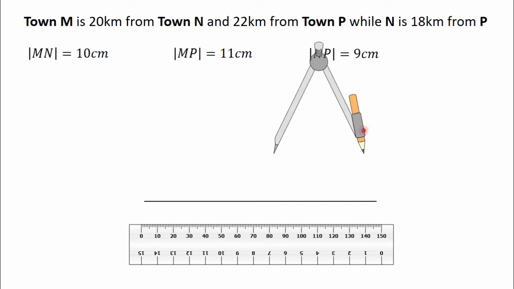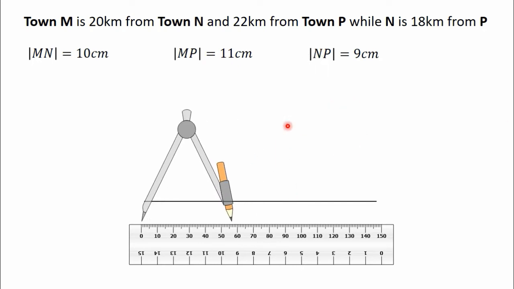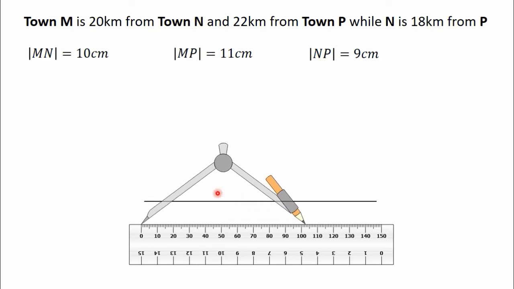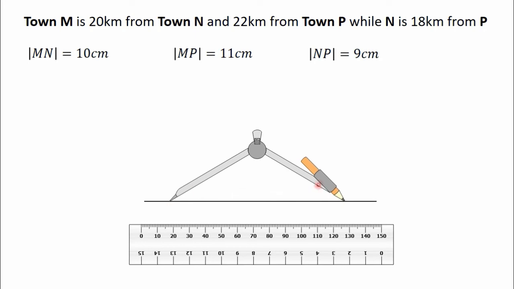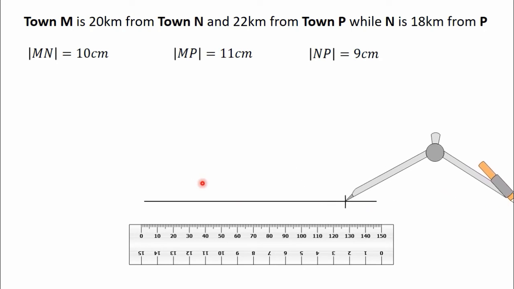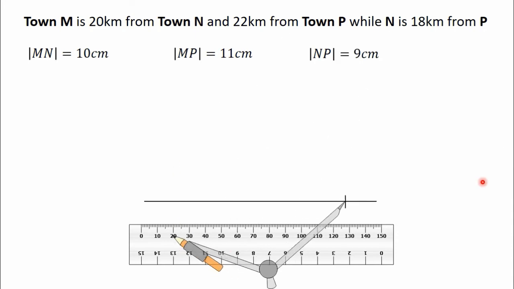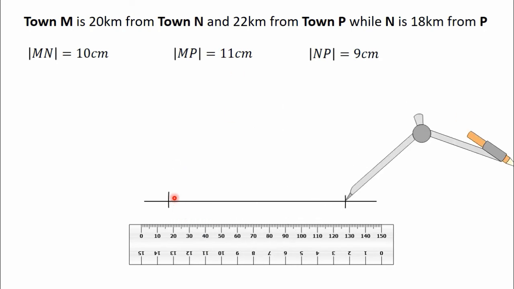So I'll take the compass and measure 11 centimeters on the ruler. I'll put the needle of the compass on point 0, then stretch the part holding the pencil to 11 centimeters, which will be 110 millimeters on my ruler. After that, I'll transfer it onto the line. I'll put the needle of the compass here, then turn it and construct an arc to intersect the line. Then I'll move the needle of the compass to this point, turn it and construct another arc to intersect the line, just as I have done here.